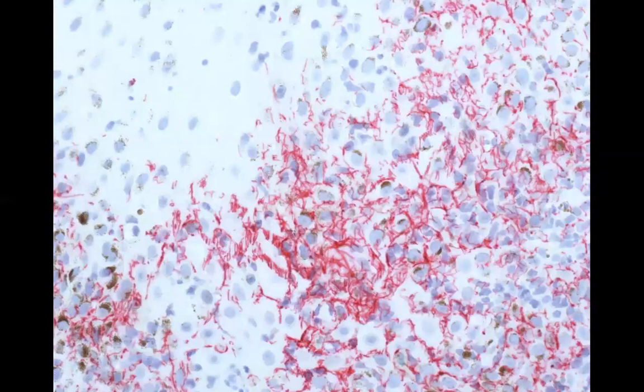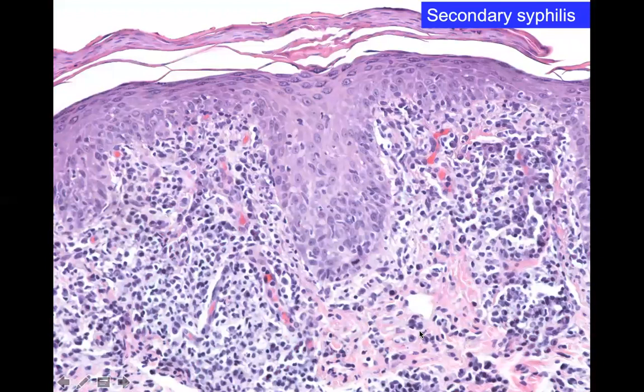This is the T. pallidum immunostain. So these are the little spirochetes. A lot of times you'll have background staining, but the organism itself should really look like a little corkscrew, like a little elongated corkscrew. Hence the name spirochete. So this is what we classically think of when we think of syphilis.